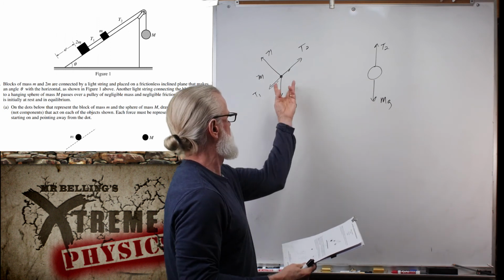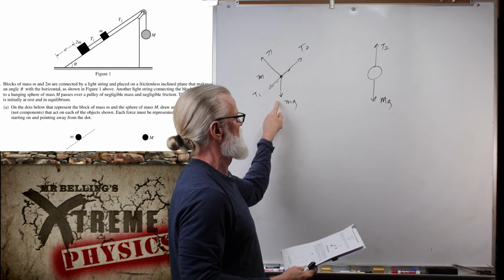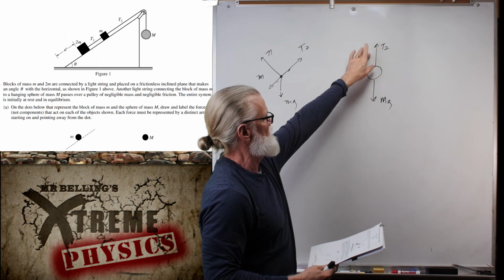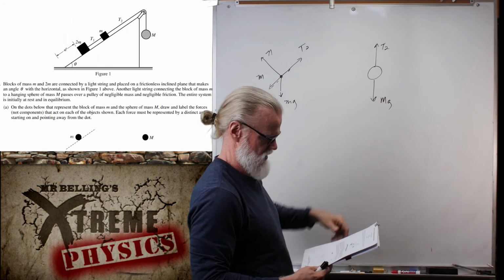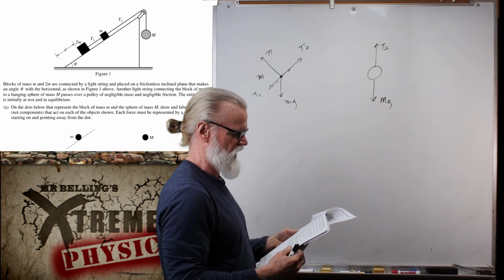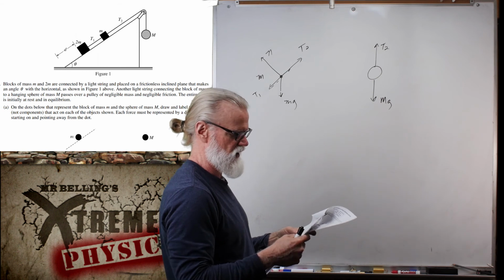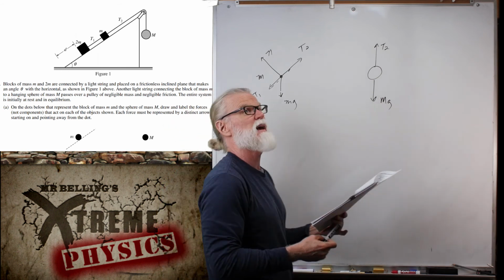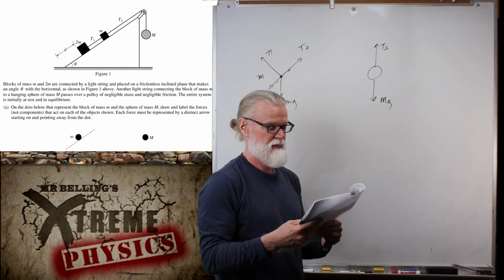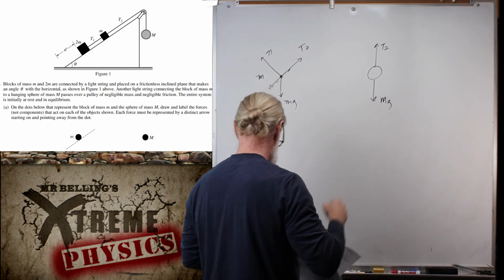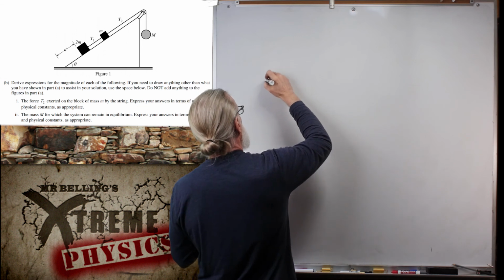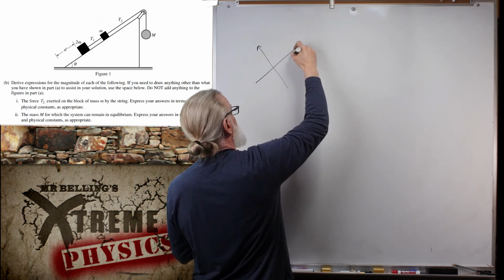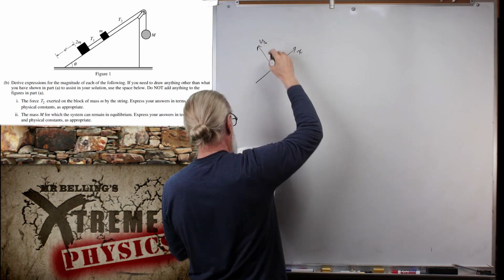The block, we had 2 tension forces, a normal and a weight force, and this one we had tension 2 and the weight. Derive an expression for the magnitude of each of the following. If you need to draw anything other than what you have in part A to assist in your solution, use the space below. All right. I will. All right, I'm going to draw a free body diagram. Draw your free body diagram.